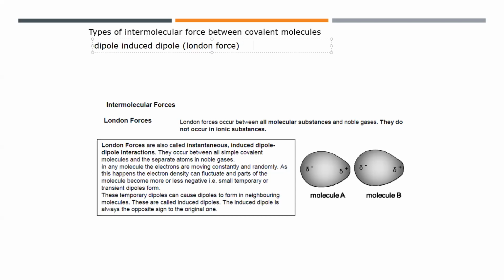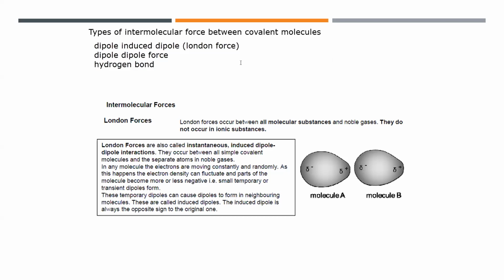And normally all molecular substances and noble gases have these. I will just mention the names and then I will explain each of them. Then there is dipole force, or permanent dipole force we can say. Then the third one is hydrogen bond. So these are the three types of intermolecular forces which exist between covalent molecules.